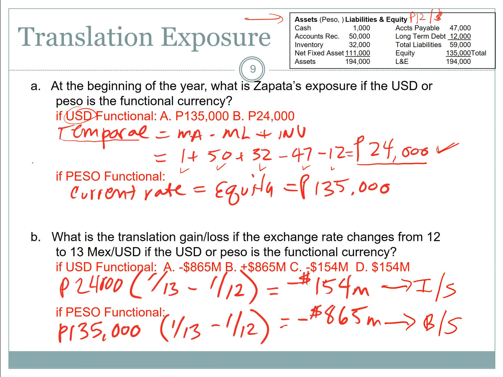Now let's skip down here. If they do choose the dollar as the functional, and the exchange rate goes from 12 to 13, that is a depreciation of the peso. Since they're a net receiver, they're going to show a loss. Let me show you an easy way to calculate the gain or loss using for translation gains or losses.